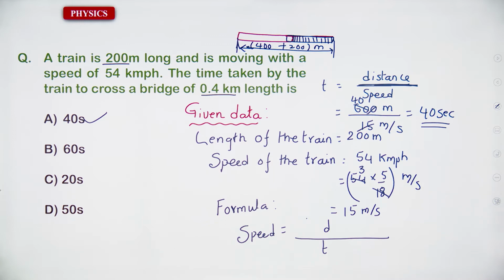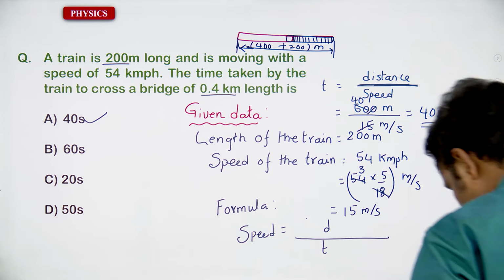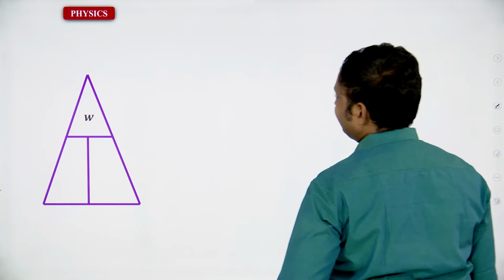Let's have a look. It's very clear. So what have they given? They have given the length of the train and the speed with which it moves, and you need to calculate the time taken by the train to cross the bridge. If they have given the distance travelled and the time, you may estimate the speed of the train also. Yes, let's go for another one.